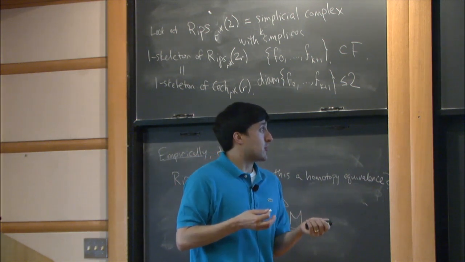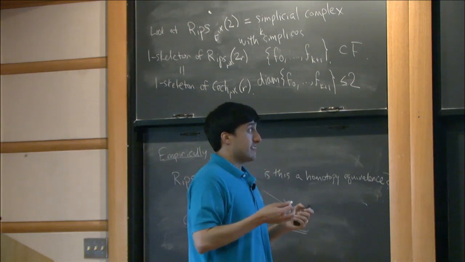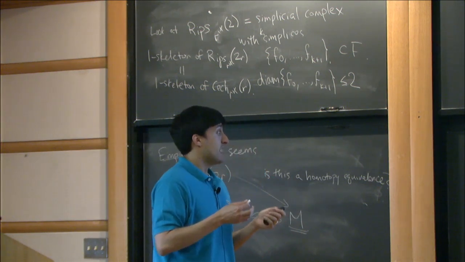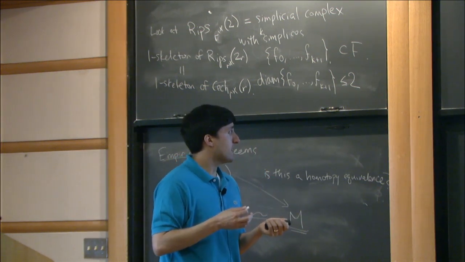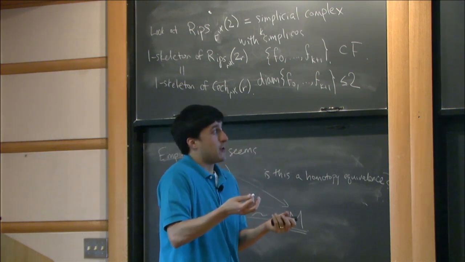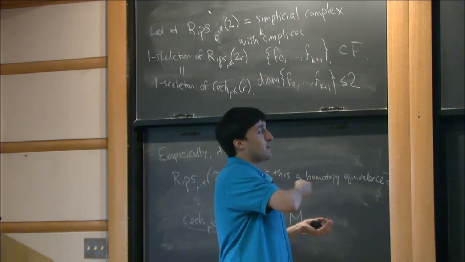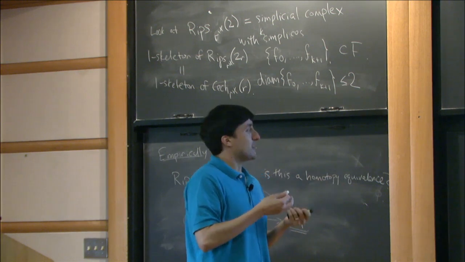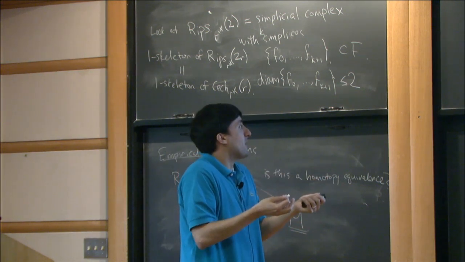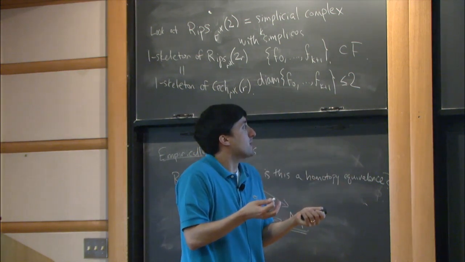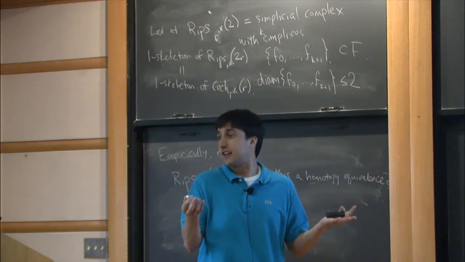So the one skeleton totally determines all the higher skeleta. That's an extremely nice feature. At this point in the computation, once we've computed the one skeleton of the nerve, we're done.